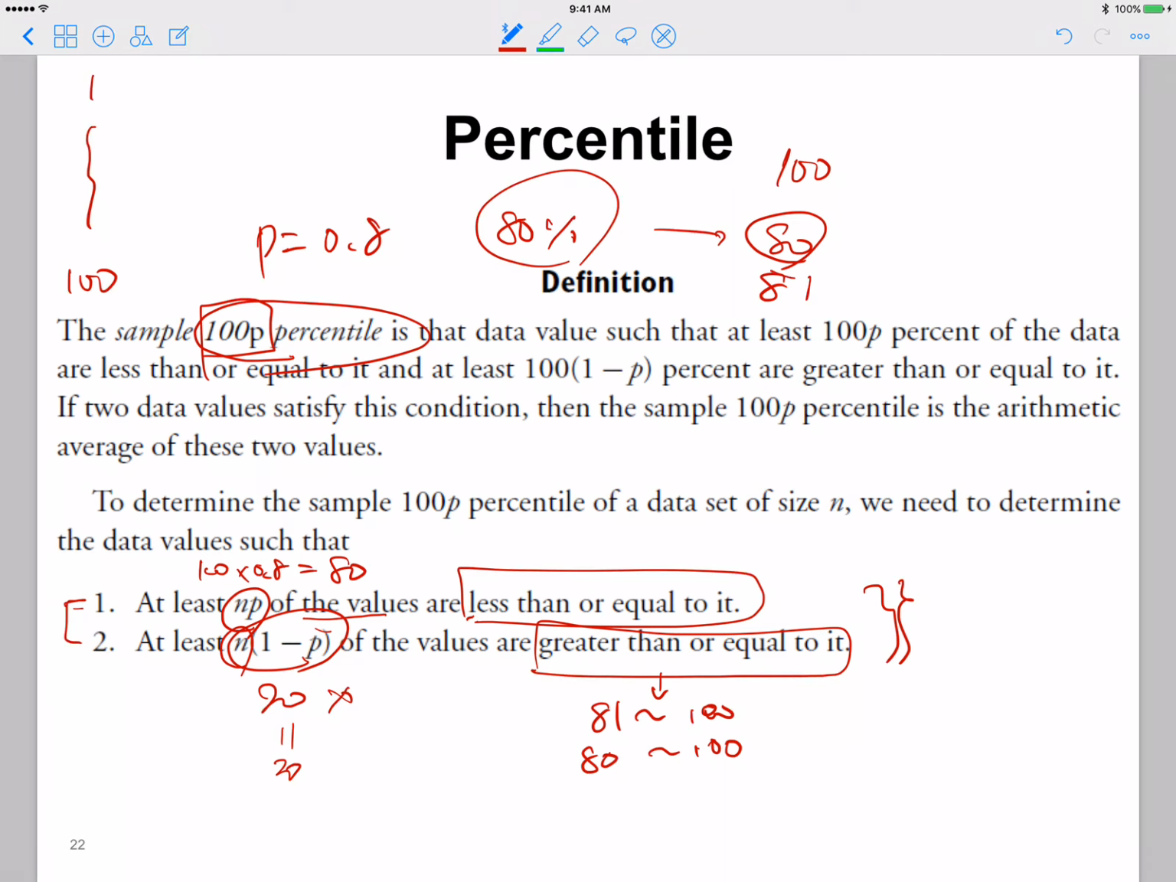Suppose we picked up this 80, right? And then we are okay with the number that is equal to it, so we can start with 80. This is the case that satisfies the second condition. And then what is the total number of it?